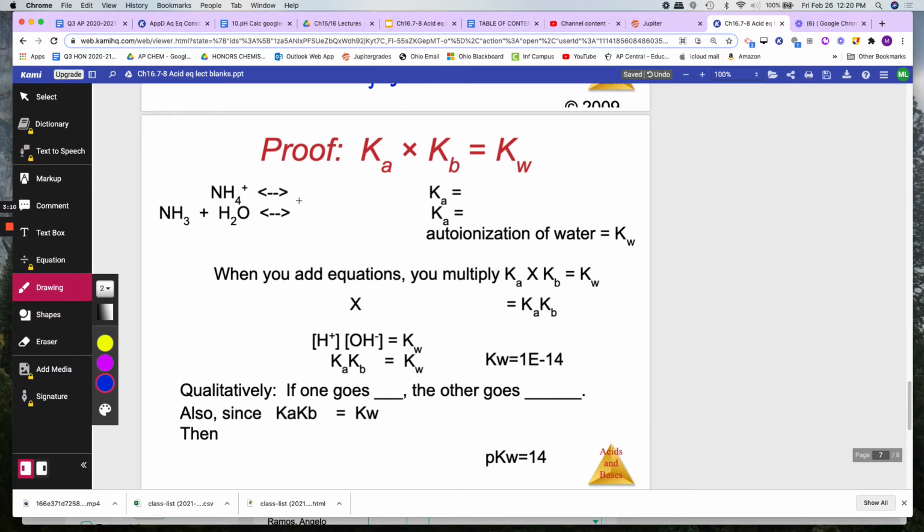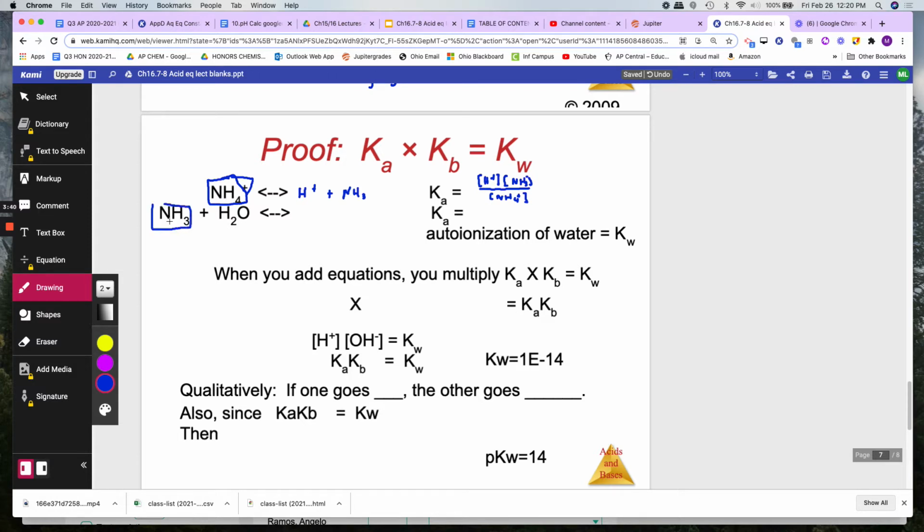So I'm going to prove it to you using this equation. Ammonium, when it dissociates, you're going to get H plus and NH3. And that is Ka. So Ka would be H plus times NH3 divided by NH4 plus. Okay, and this is the conjugate acid, and this is the base.